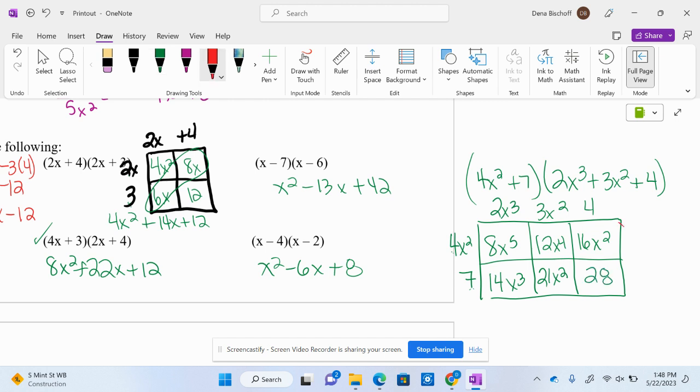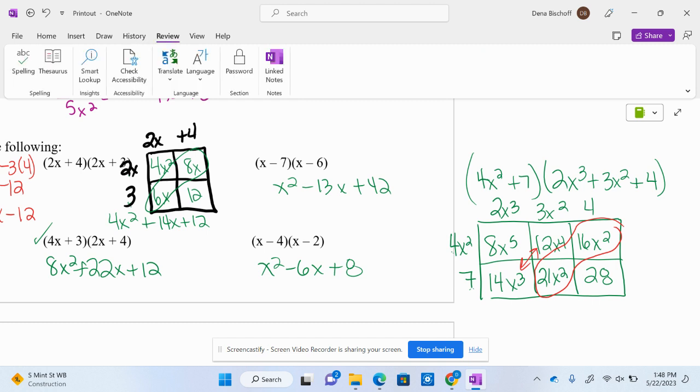So when you look at your diagonals, these can get grouped together, but these cannot. Do you guys see that? So your final answer is 8x to the 5th plus 12x to the 4th plus 14x cubed. And then 21 and 16 is 37x squared plus 28.